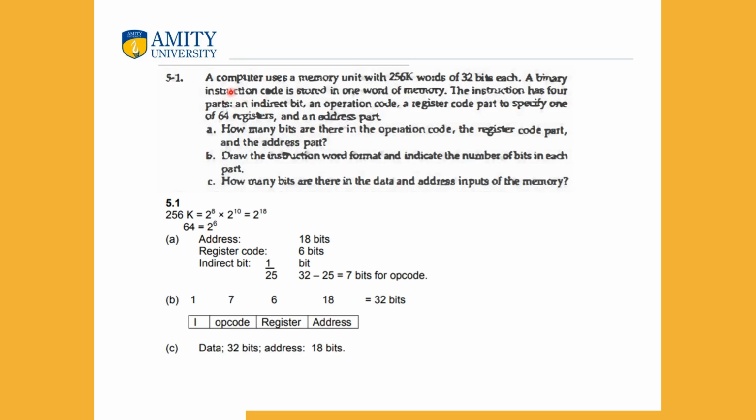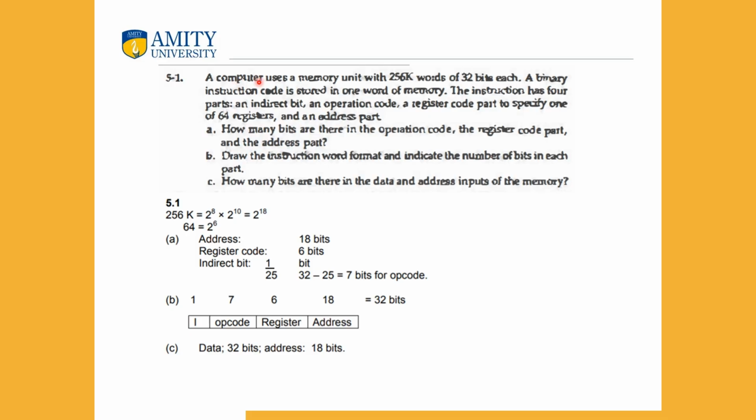So the first question is that a computer uses a memory unit with 256k words, 32 bits each. The binary instruction code is stored in one word of memory. The instruction has 4 parts. So the instruction has been stored in one word of memory, okay? And it has 4 parts.